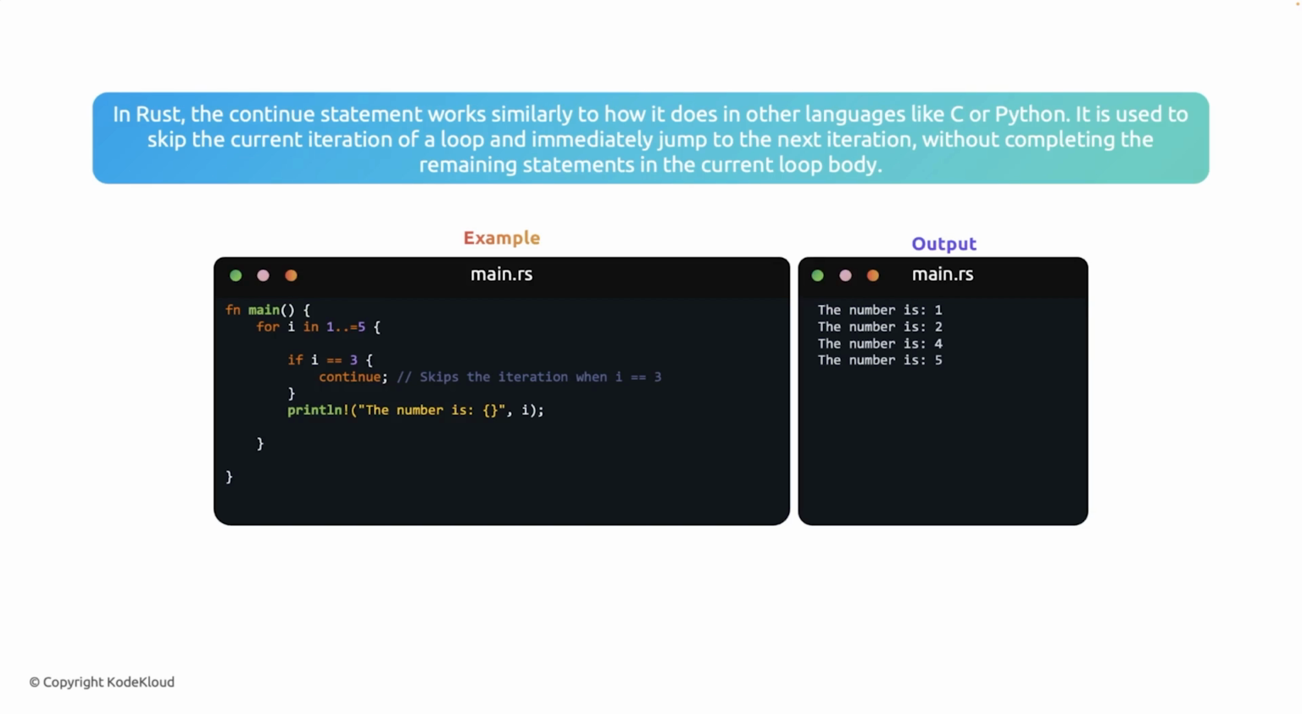So over here, we get the output that the number is 1, the number is 2. With the number is 3, it was skipped, so we do not get it on the output. We get the number is 4 and the number is 5.